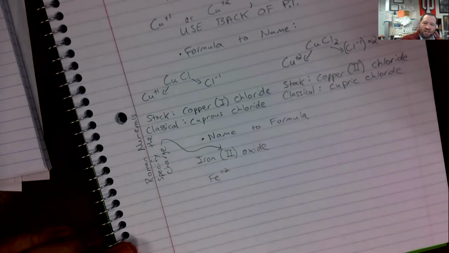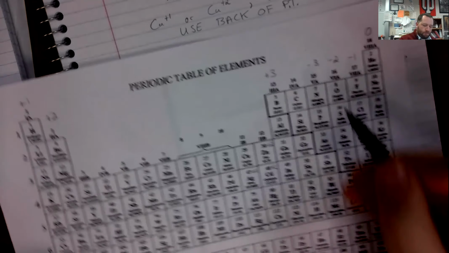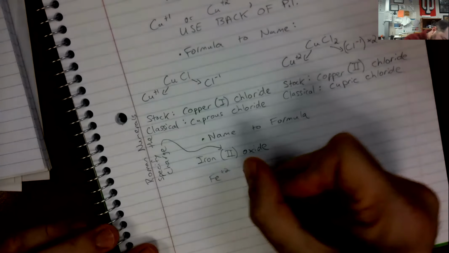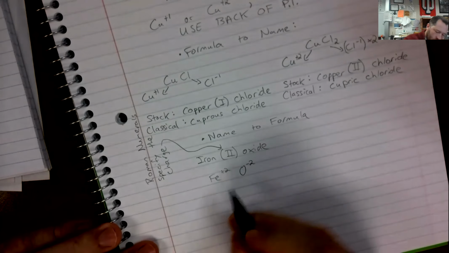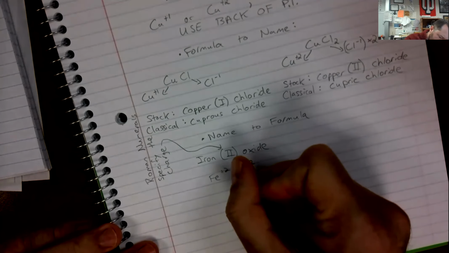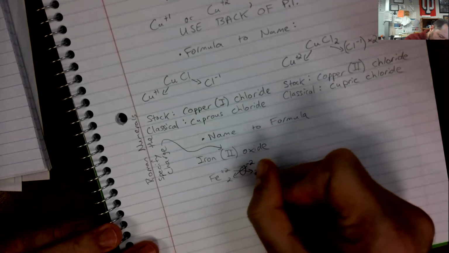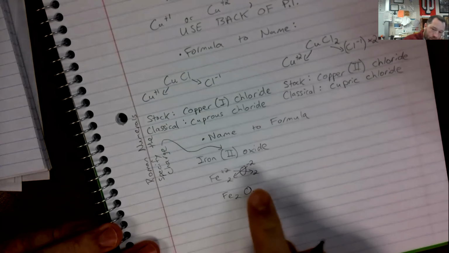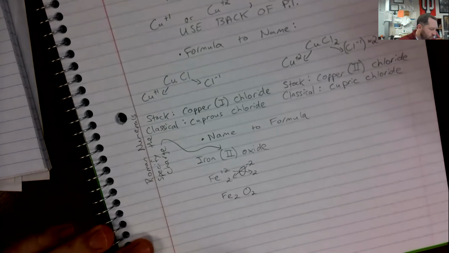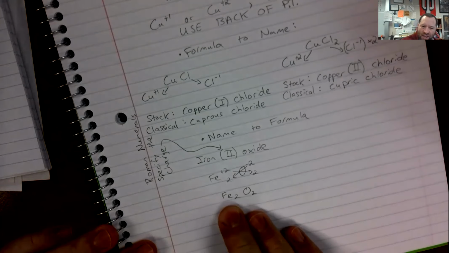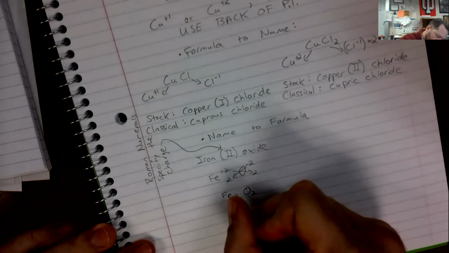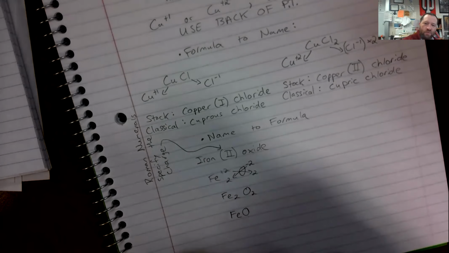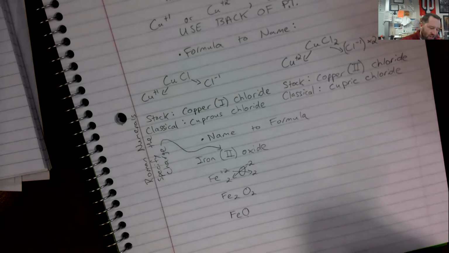And there's your oxide again. Oxygen has a negative 2 charge. Again, we're going to cross over. Clean it up a little bit, rewrite that as Fe2O2. And then always remember, you have to reduce if you can. A 2-to-2 ratio should be 1-to-1, FeO. That's iron 2 oxide.